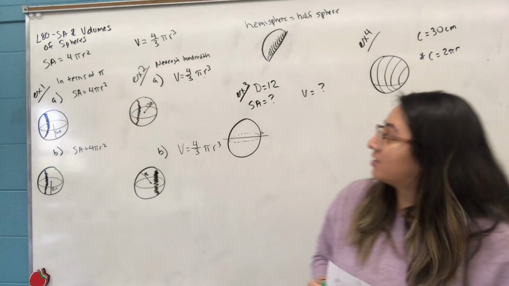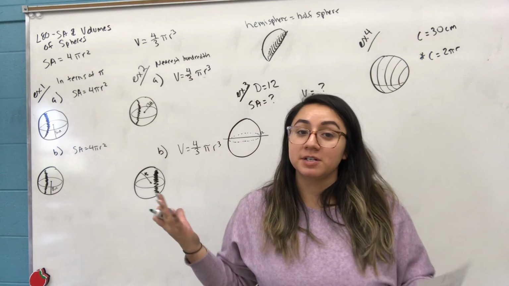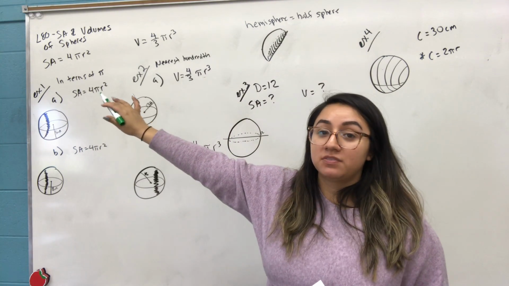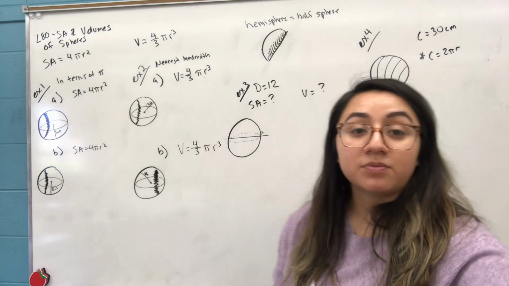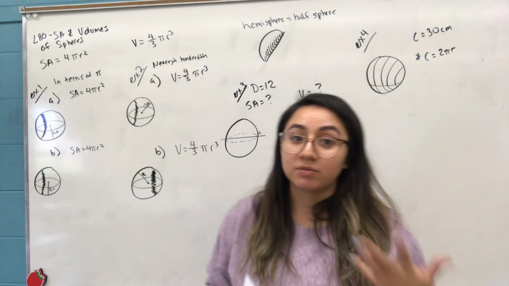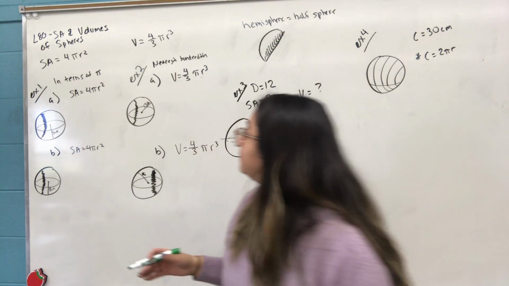All right, let's go ahead and talk about spheres. We're finding surface area and volumes of spheres. Surface area, the formula is 4 pi r squared. Very easy. All you need for these type of problems is the radius. You don't need anything else. You don't need the height. That's a good part of these spheres.